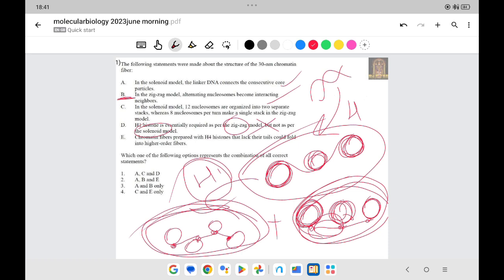And the last statement is stating about the H4 histone. This histone is present in this core, and that is very much essential for epigenetic regulations. So for higher order or the lower order folding, in both the cases, this H4 histone is very much required. So this statement is also wrong. So here the third option is the right answer.